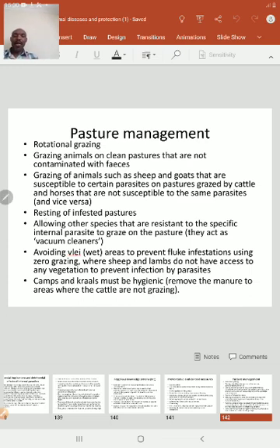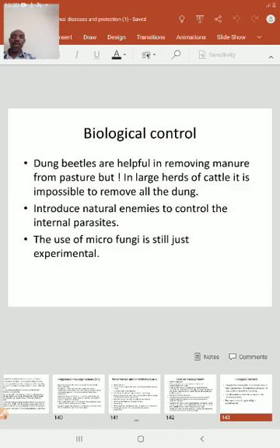It's very important to rest the infected pastures, because some of these parasites last for only a few days. If you rest the field, they will all die without a host. And you can also do what we call zero grazing, where you cut all the grass, you don't allow your animals to go to a field.